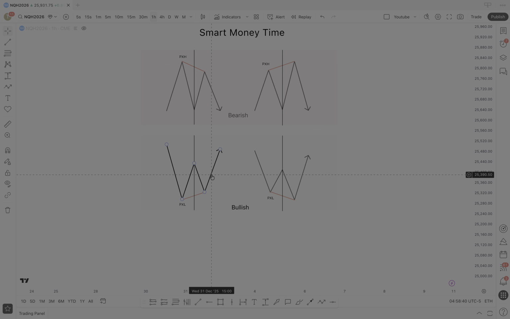Bullish, it's the same thing. Previous cycle low, new time cycle, open low. Here we purge it, and on the left we do not. That is the form of bullish SMT.